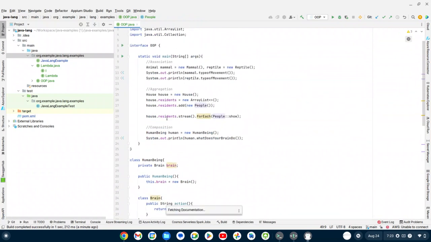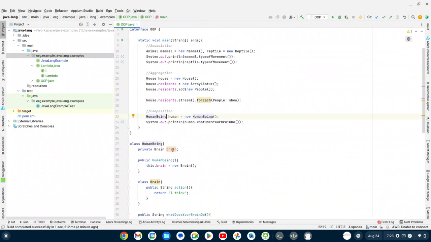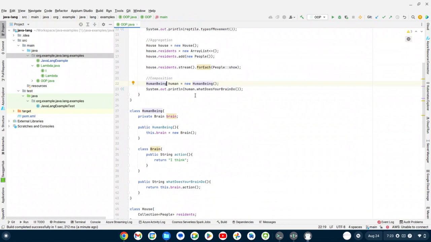And similarly, if we look at composition, composition is a further special case of aggregation, wherein the objects that are involved cannot exist without one another, or we can say the child object cannot exist without the parent object. So the brain class cannot exist without a human being, right? Now, this is the human being case. It could be the animals case as well, because animals also have a brain. So it's a broad representation we can see in this way.